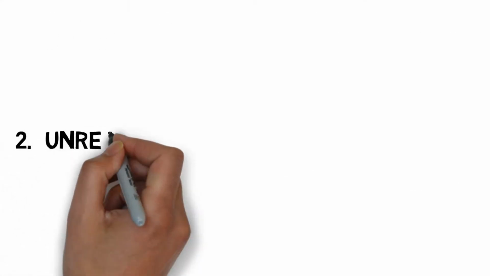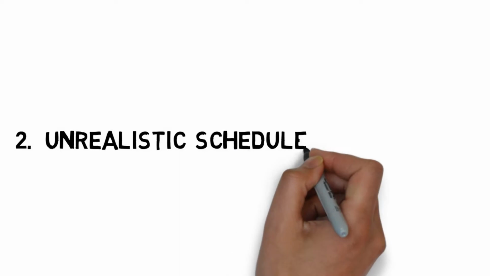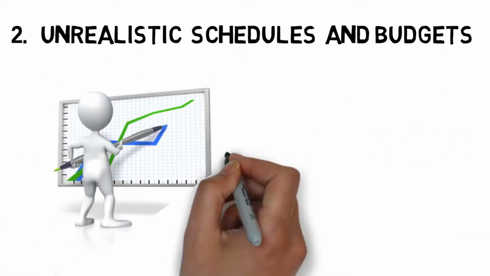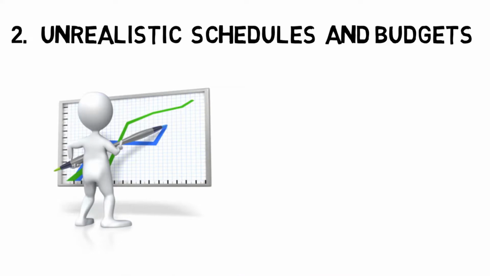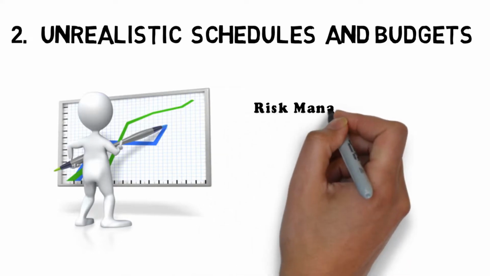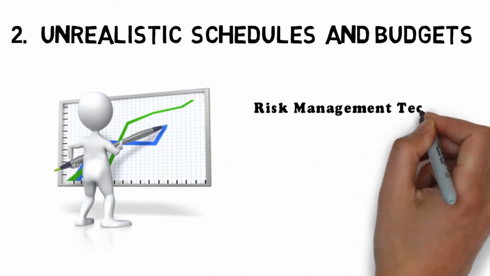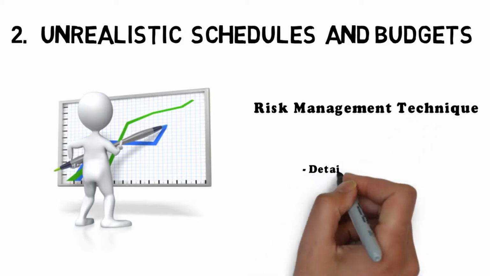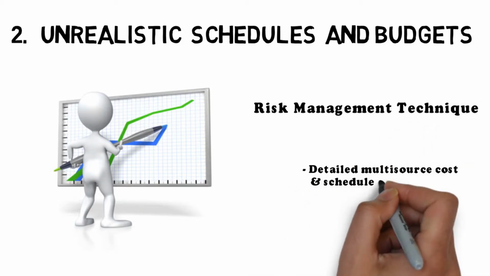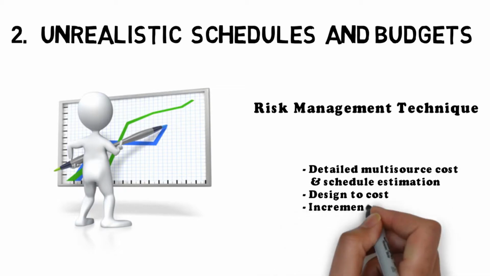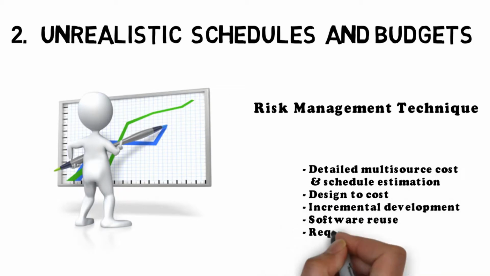Second, unrealistic schedules and budget. This is where your schedules and budgets are unsure, like just setting it away here. So, the risk management techniques for this one are detailed multi-source cost and schedule estimation, design to cost, incremental development, software reuse, and requirement scrubbing.